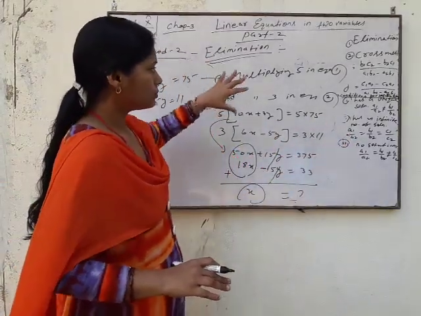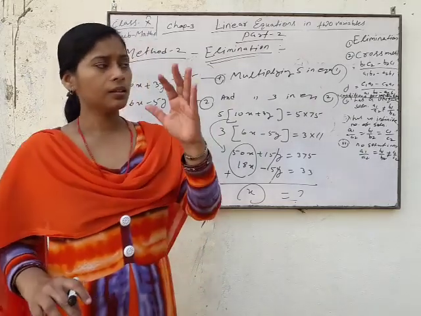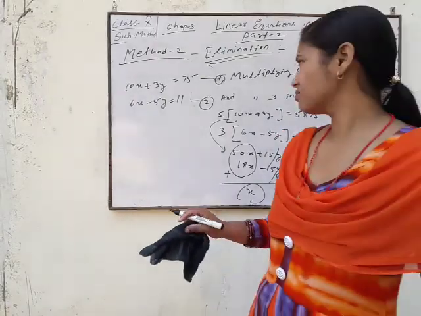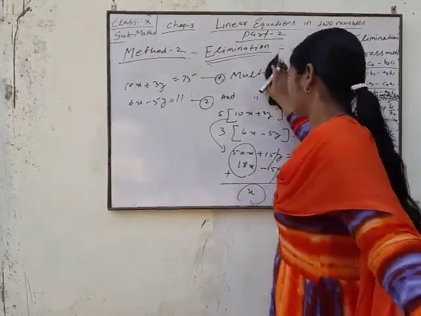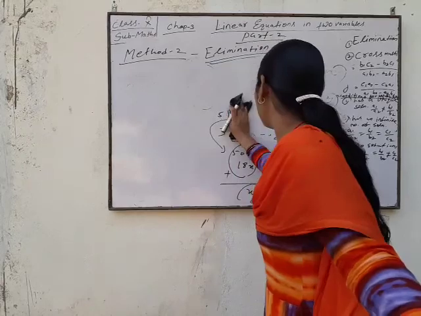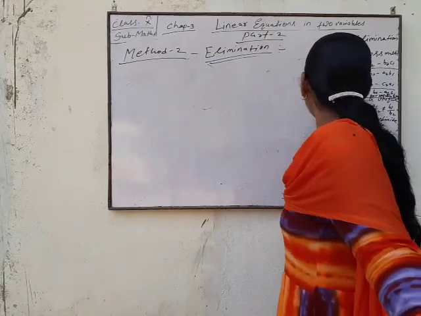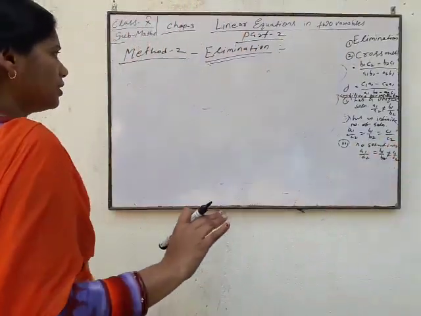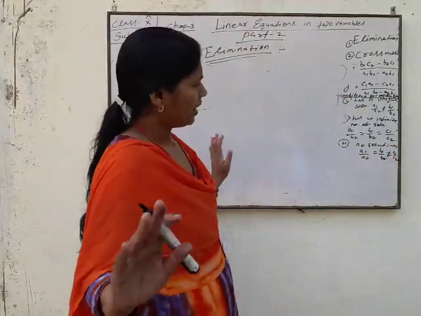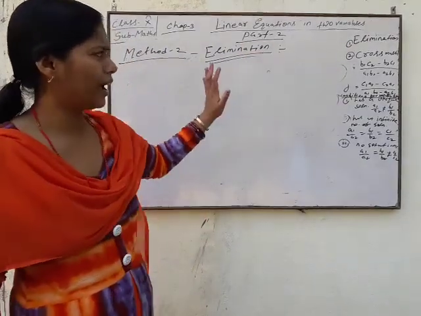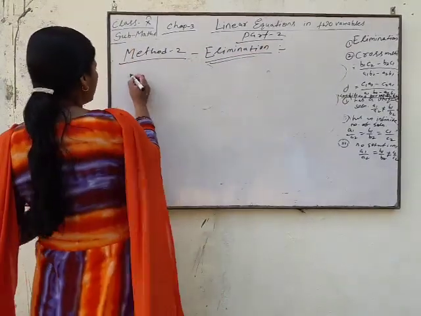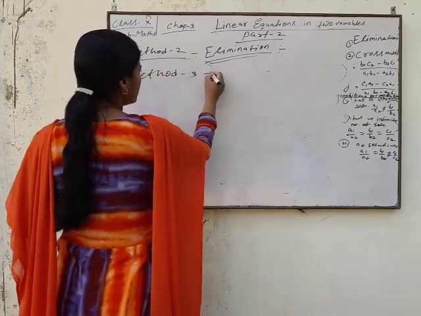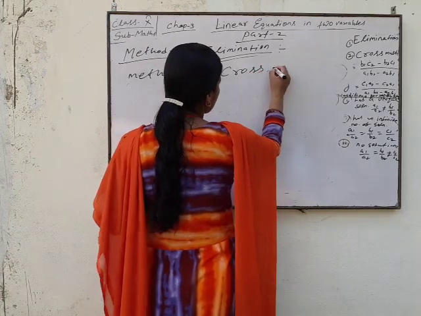Okay, now third is the cross multiplication method. Actually this is a lengthy process, a long method. Your very easy method is the elimination method. Very easy method, elimination method. We can solve any equations by using the elimination method. Now, method 2 is elimination, and method 3 is cross multiplication.